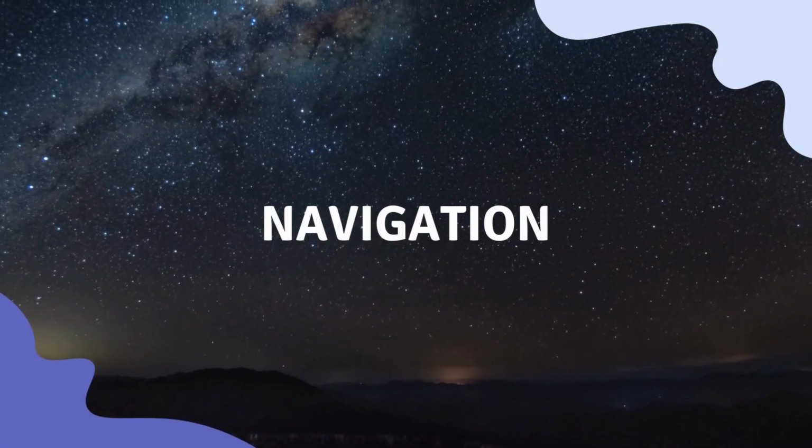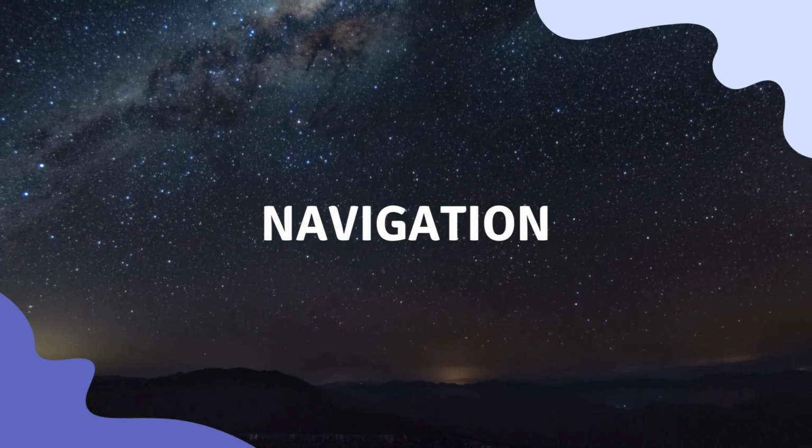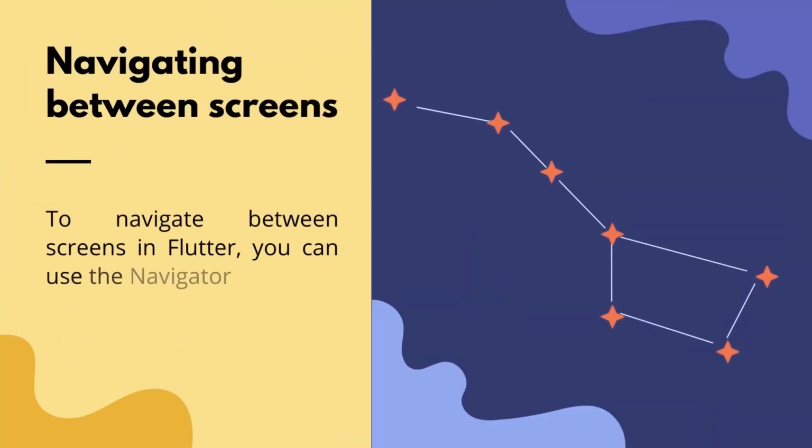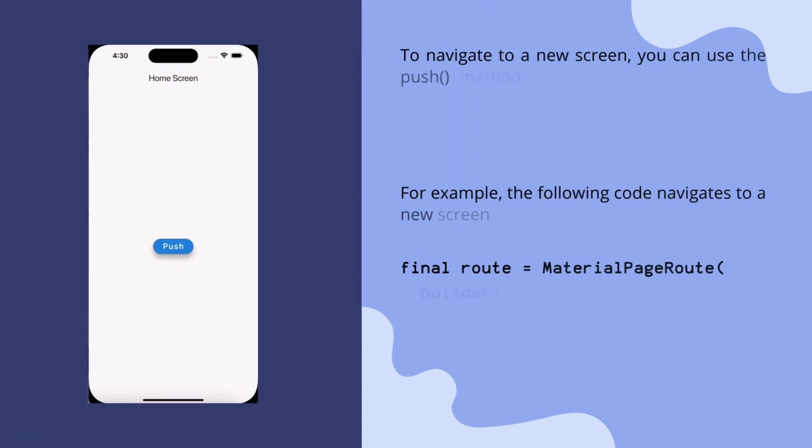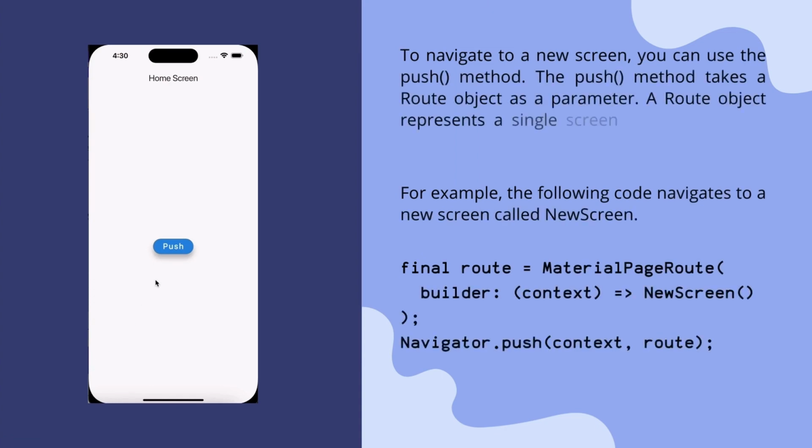In this video, we are going to learn about navigation. Navigating between screens. To navigate between screens in Flutter, you can use the Navigator class. The Navigator class is responsible for managing the stack of screens that are currently displayed. To navigate to a new screen, you can use the push method.